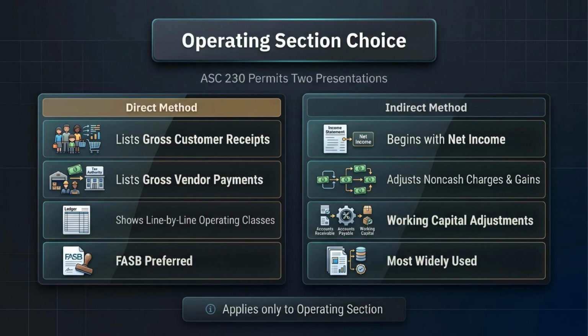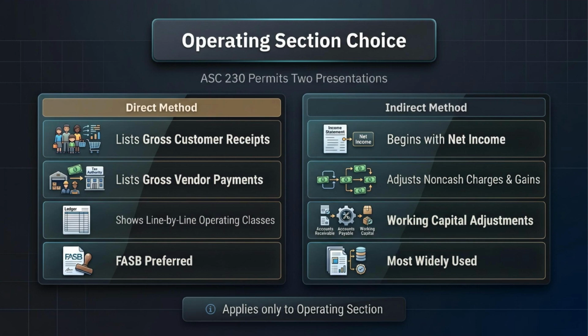ASC 230 permits two presentations for operating activities. Under the direct method, the entity lists gross cash receipts from customers and gross cash payments to suppliers, employees, taxing authorities, and similar parties. Under the indirect method, the entity begins with net income and adjusts it for non-cash charges, non-cash gains, and working capital changes.